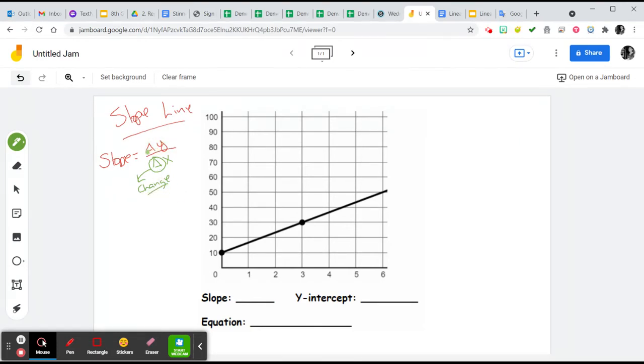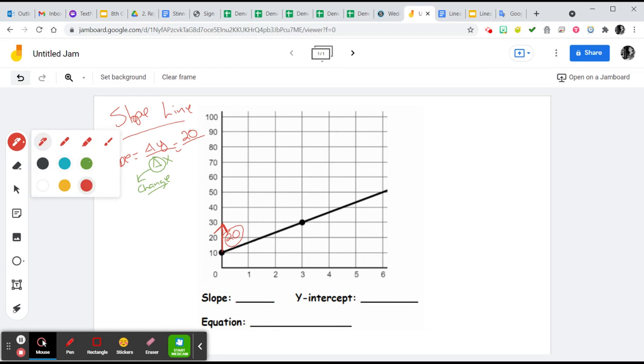So we're going to see how much our y changes first. And that's from this point to this point, all right? So to get from here to here, we have to go up. So we're going to go up from 10 up to 30. 10 up to 30, and so that is 20. So we know our change in y is 20. From 10 up to 30 is 20, okay?